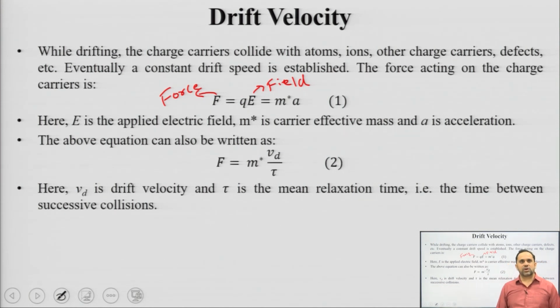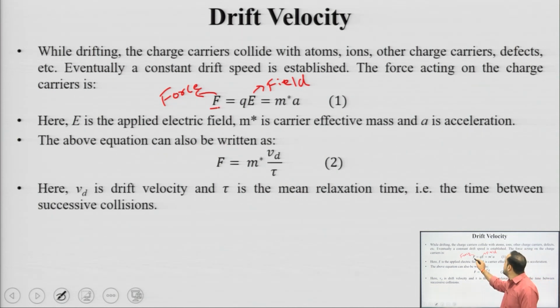By Newton's second law, I also know that force is equal to mass into acceleration. So, these particles which are under the influence of a force would be getting accelerated. When they are drifting, they are accelerating from one electrode to another electrode. So, this force is also equal to m times a, but if you remember, in one of our initial lectures we had discussed the concept of effective mass. Because of these constant collisions, there is some loss of acceleration also, but the applied force is constant.